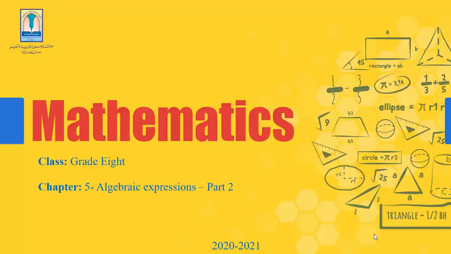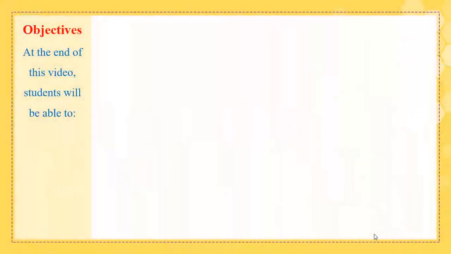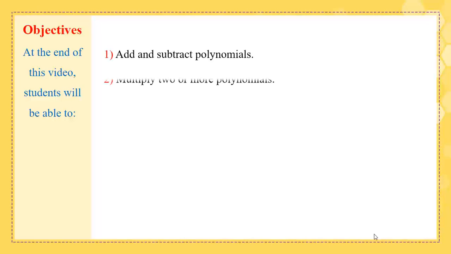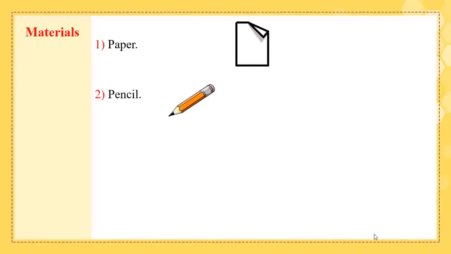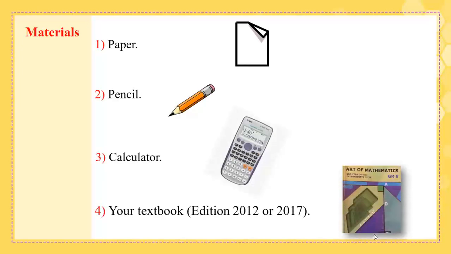Today we will start with part 2 of the lesson Algebraic Expressions. Objectives. At the end of this video, you will be able to add and subtract polynomials, multiply two or more polynomials. Materials. Before we start, please prepare a paper, a pencil, a calculator, and your textbook.